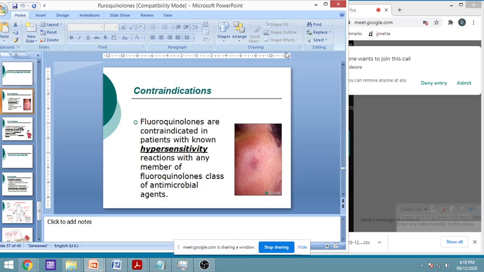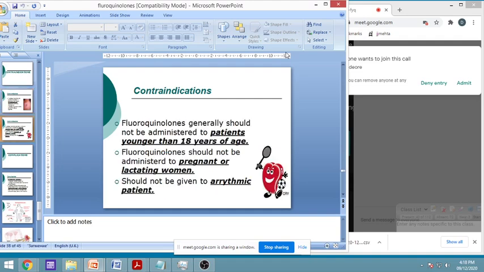So these are the hypersensitivity, or we can see that it is a phototoxicity reaction. Generally it should not be administered in patients younger than 18 years of age. We have seen the reason. What is the reason for this? They are causing problems in the cartilage and the developing bones.